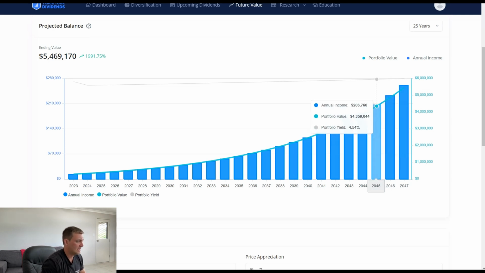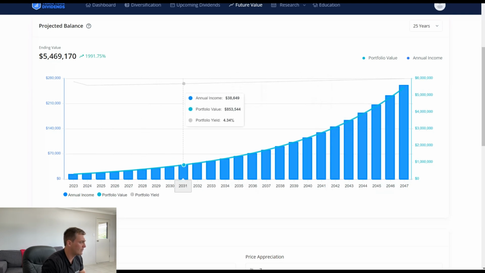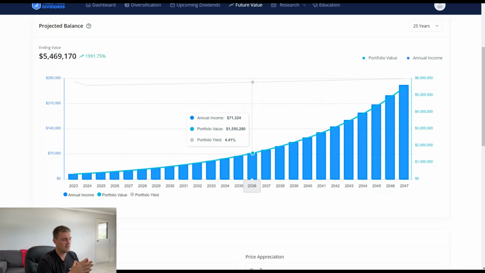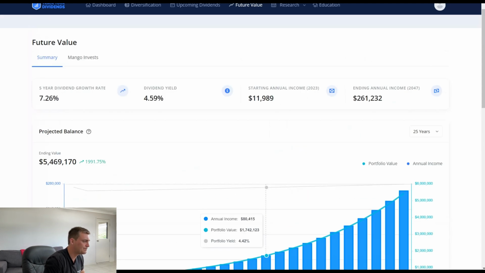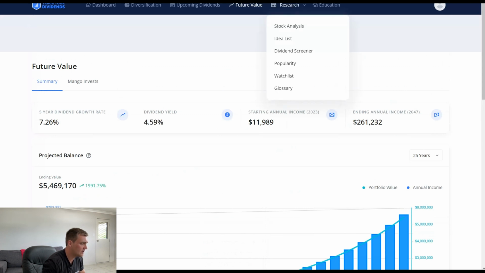But that's just a quick projected balance, future value. Dividend cuts doesn't get equated into this, so just be mindful of that. Over to the research bar. This is where I think you have to pay for these extra things here.